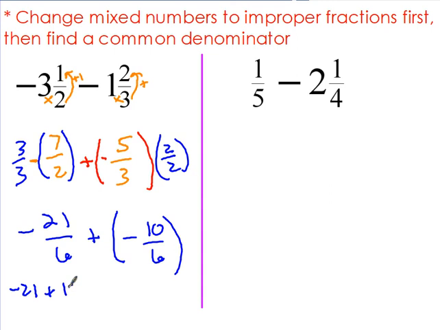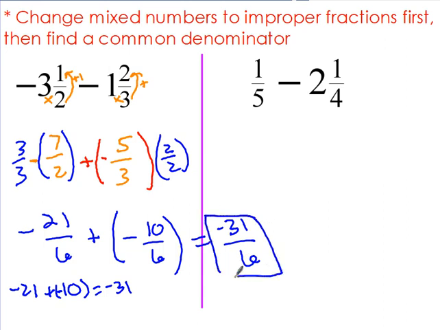I'm really just doing -21 plus -10. I'm adding two negative numbers together. So because I'm adding two negatives, I keep the sign and add the numbers together, and I'm left with -31. And we know since it's -31, I'm going to put that over 6 because that was my common denominator, and I am done. And again, if it did ask you for a mixed number, you do not have to change these to mixed numbers. Improper is acceptable.